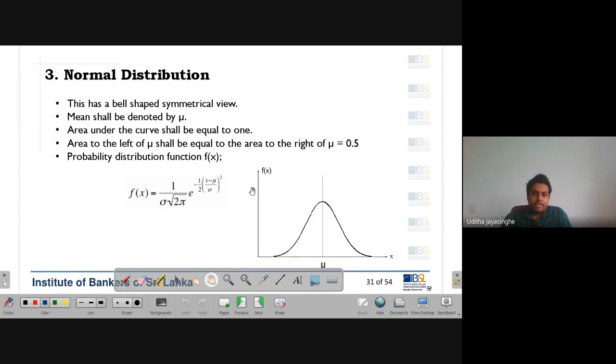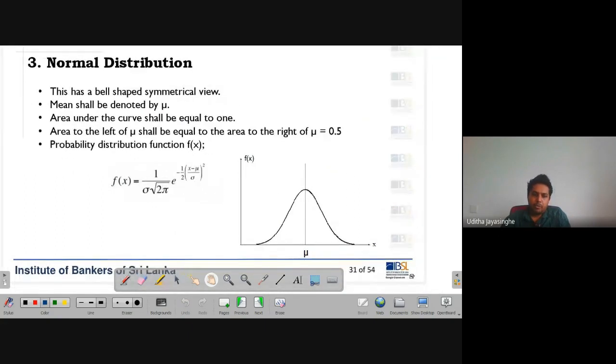a bell-shaped symmetrical distribution with a mean that we are going to denote by mu. What are the important characteristics? It has a bell shape, symmetrical. See, it has a nice symmetrical shape, symmetrical. This side and this side are identical. Or you can flip it over this particular center point.